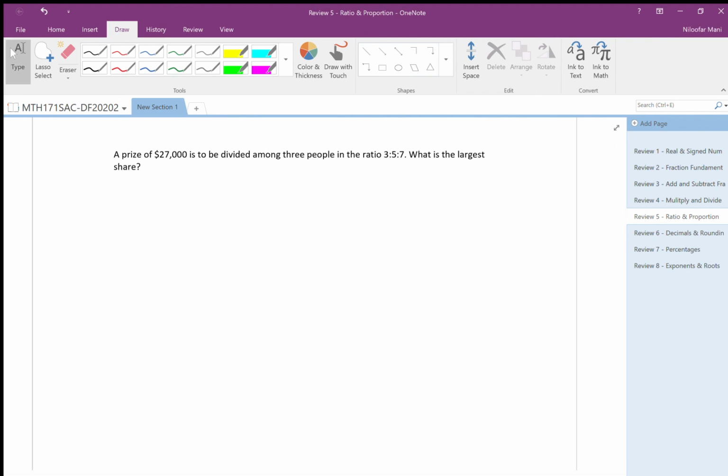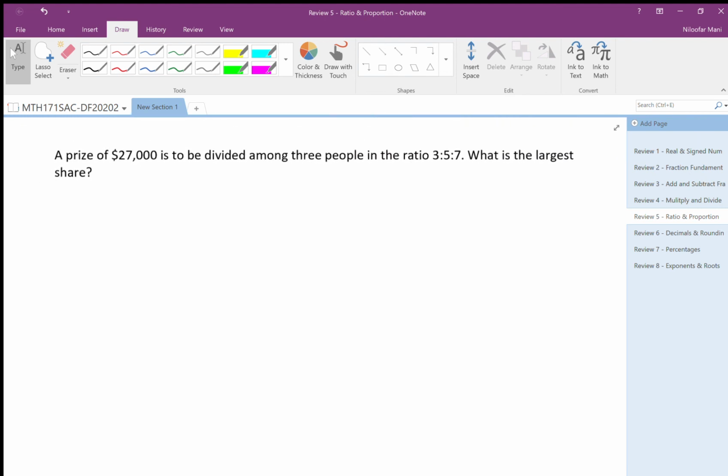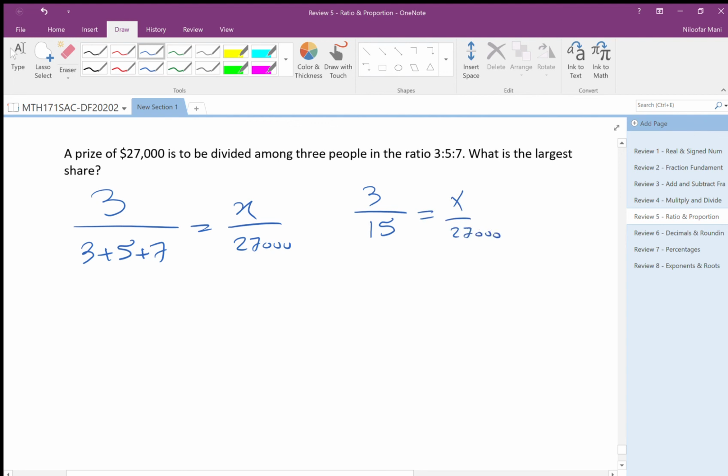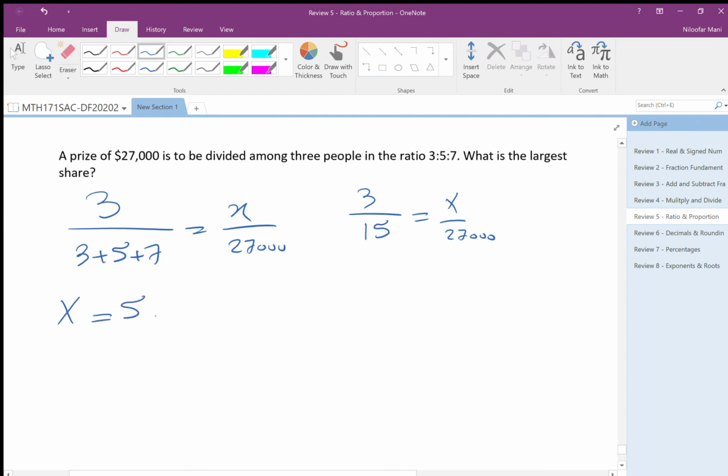How about here, if I have three parts, three people? 27000. Okay, so what should I do? I want to divide between three people with this ratio. So I can say, okay, 3 over 3 plus 5 plus 7 equals how much over 27000? This is 3 over 15, X over 27000. What is X? X is 3 times this divided by this, which is $5,400.